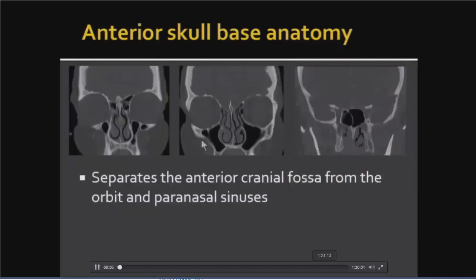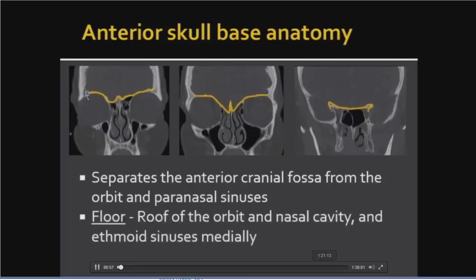Now, it's better to see this anatomy on cross-sectional imaging, so we'll go over a little bit of the important anatomy on an image-by-image basis. So what is the anterior skull base? It's the portion of the skull base that prevents your brain from falling into your nose or your orbits, right? It's as simple as that. It separates the anterior cranial fossa from the orbit and the paranasal sinuses.